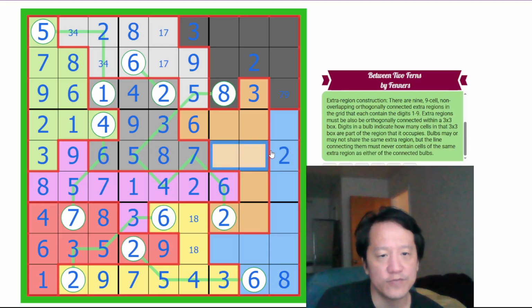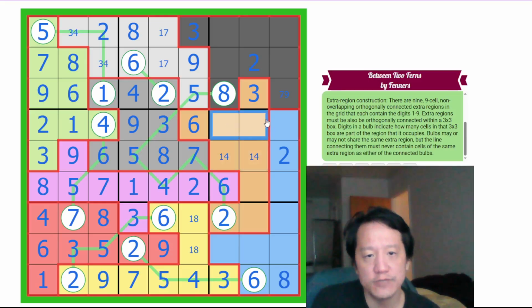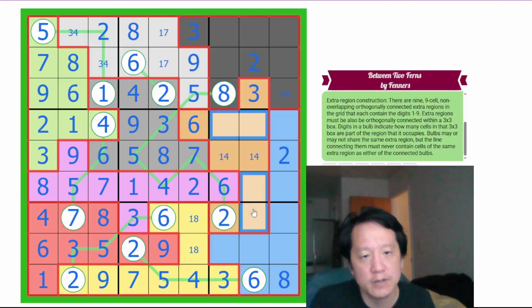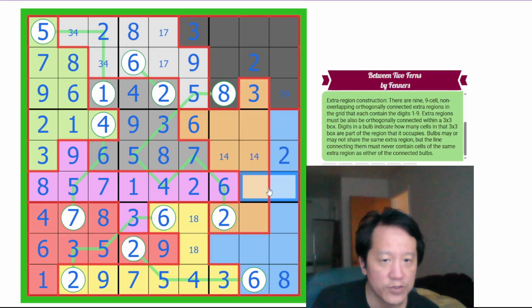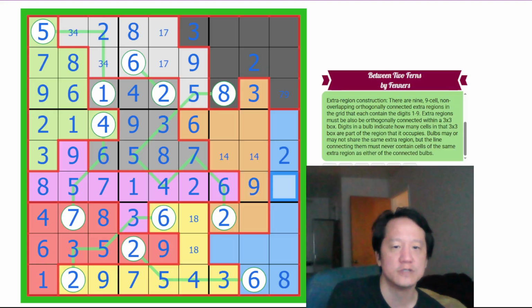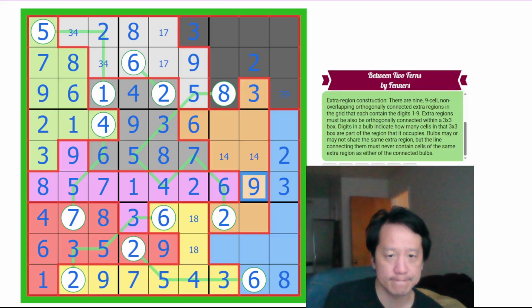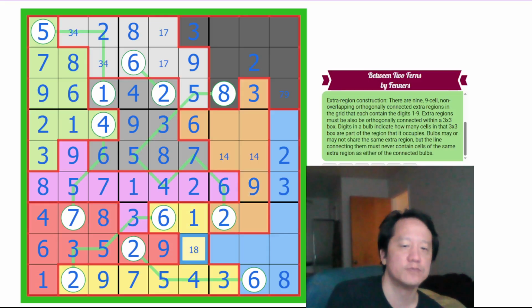Remaining digits of row 5 are 1 and 4. Remaining digits of the orange region, then. Okay, so remaining digits of row 6 are 3 and 9. And this cannot be 3 because of 3 in the column. So this is 9, that's 3.